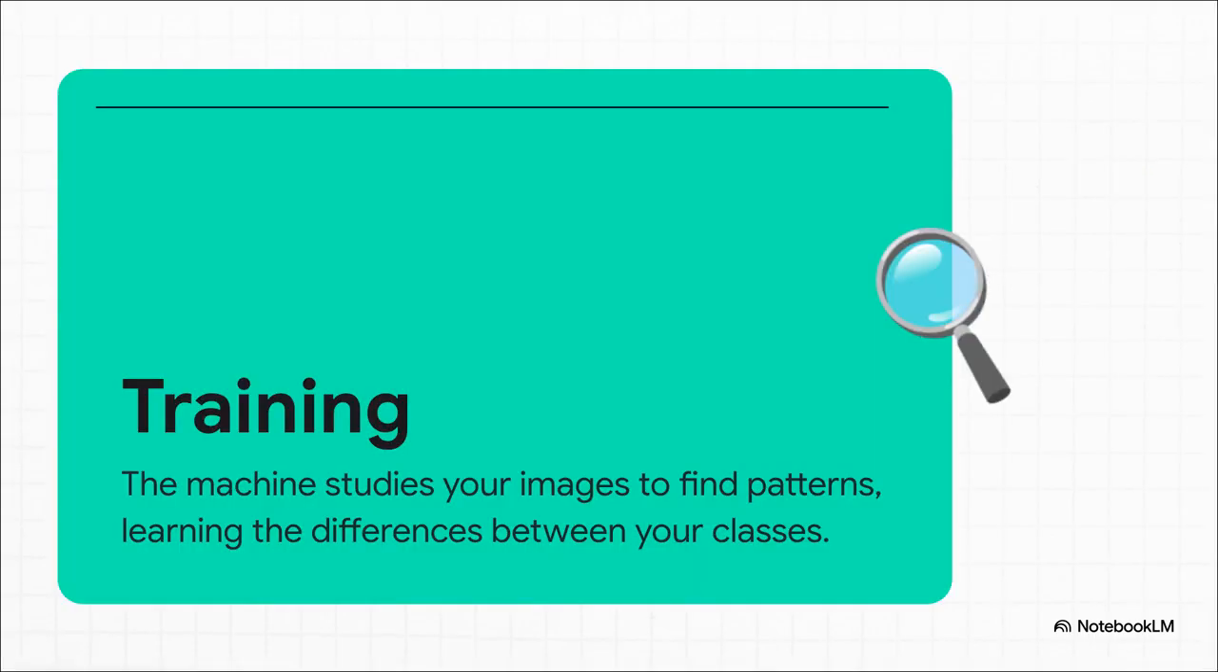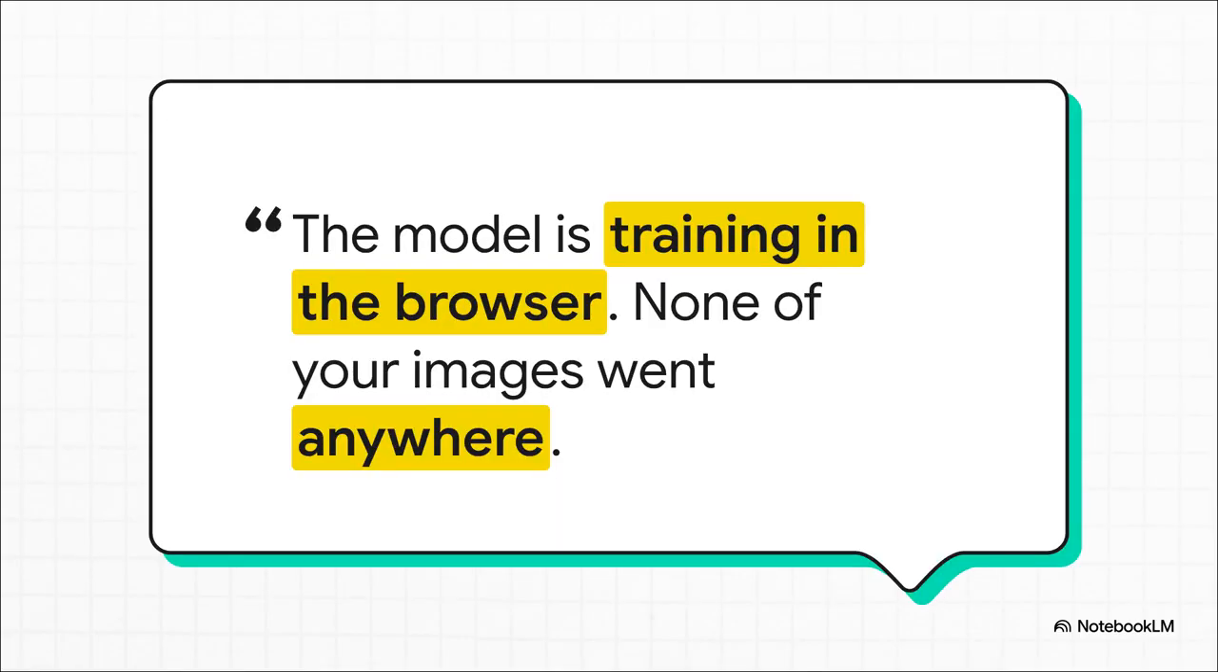So what is training, really? What's happening behind the scenes? Well, the computer is rapidly analyzing every single image you just gave it. It's looking for patterns, like the curve of a smile or the downturn of a frown, and it's using those tiny little details to figure out the difference between happy and sad. And hey, really important point on privacy here. All of this training is happening right inside your web browser. Your pictures aren't being uploaded to some server in the cloud. They stay right there on your machine, so it's all totally safe and private.